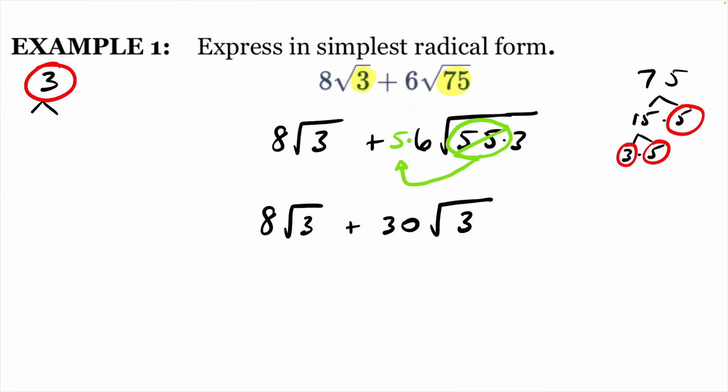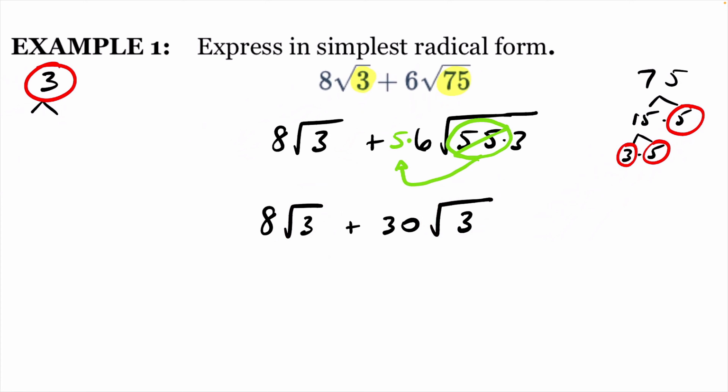Okay? That's step 1. Step 1 is the one that takes you the longest, but it's one that you've done before. Step 2, combine like terms. Be careful, you can only combine like terms if they have the same radicand. Radicand means radical. Do they have the same radical? This one has a radical 3. This one has a radical 3, right? They're both the same, so they are like terms.